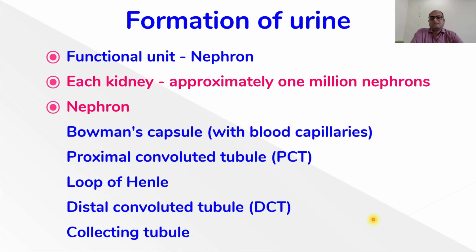So now how does this formation of urine happen, that we are just going to have an overview about. The functional unit is the nephron, and almost around 1 to 1.2 million nephrons are present in each kidney. And what the nephron means is the initial Bowman's capsule where capillaries merge and there is a thin layer. Then there is a proximal convoluted tubule, loop of Henle, distal convoluted tubule and collecting tube or tubule.